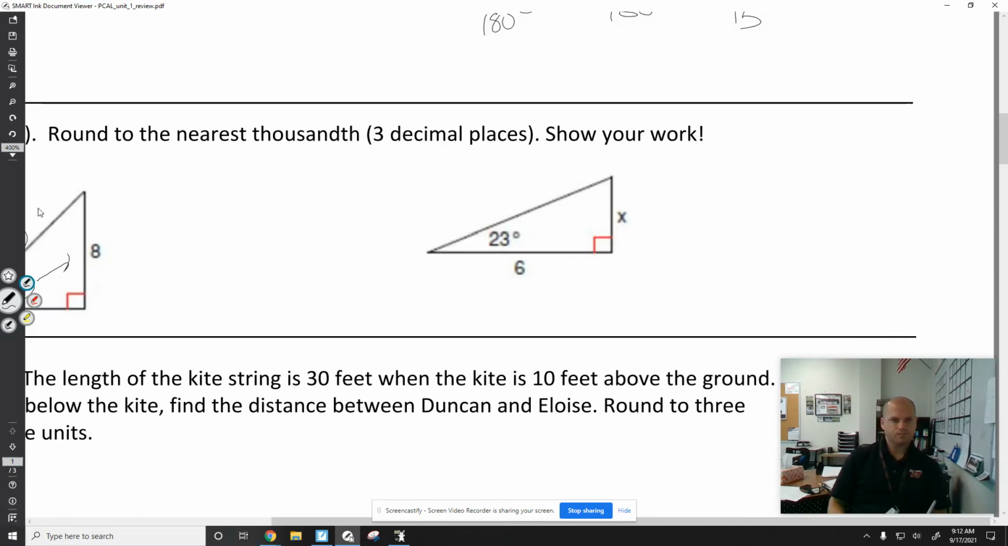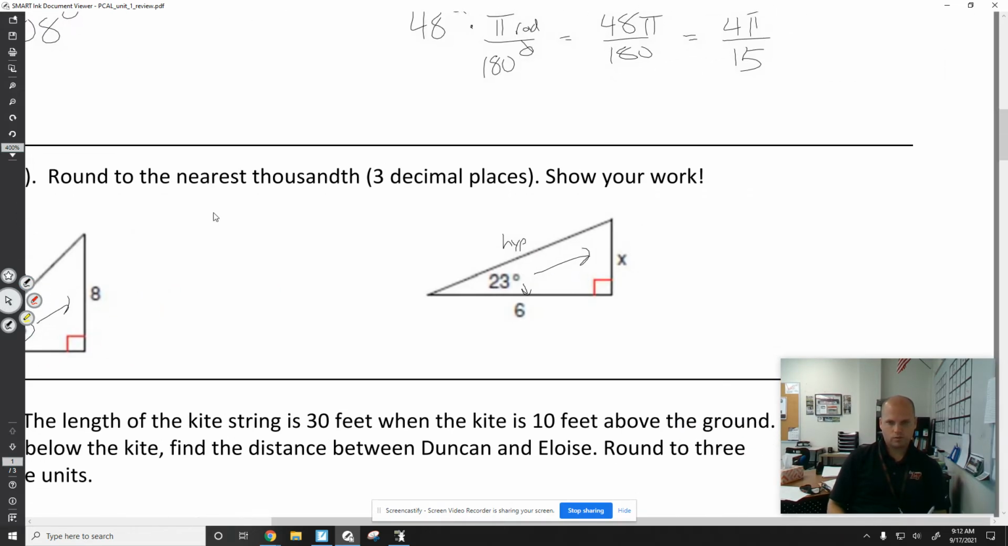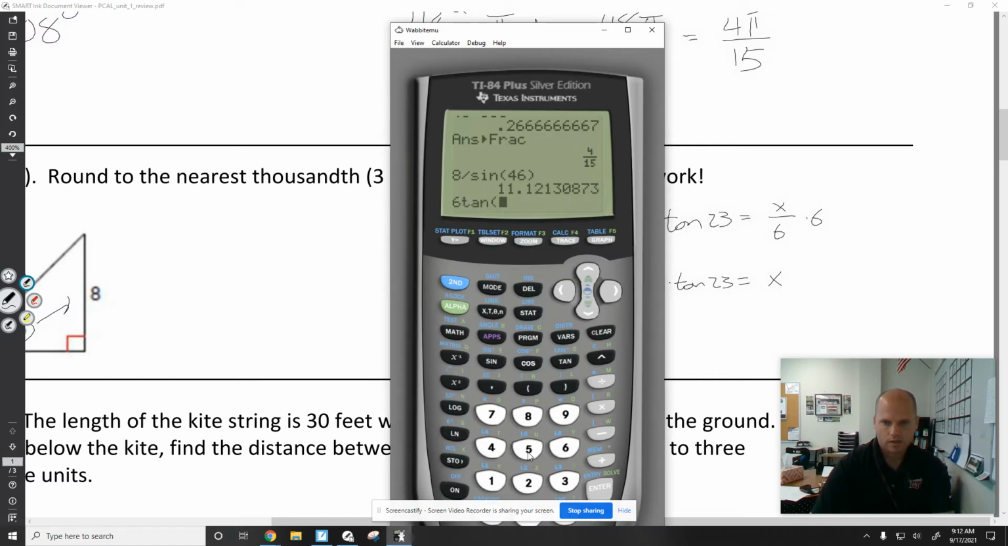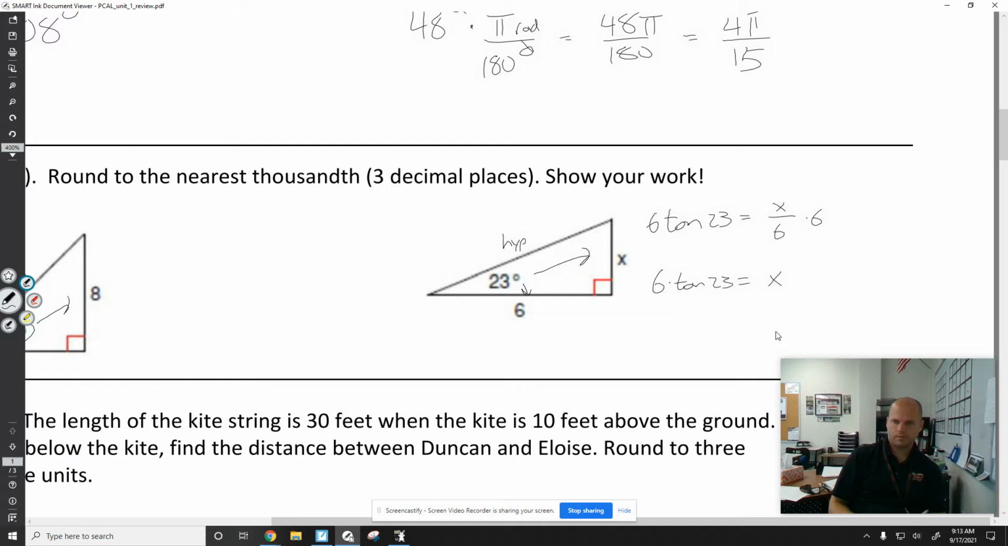In this situation, this is the hypotenuse. There's my angle, 23 degrees. I have the opposite side length and the adjacent side length. Which trig function should I use? TOA, tangent. The tangent of my angle would equal the opposite over adjacent. Now, x is in the numerator, so to solve, I just multiply both sides by 6. Again, make sure your calculator's in degree mode. 6 tan 23 in degree mode gives 2.546, or 2.547 if you round.